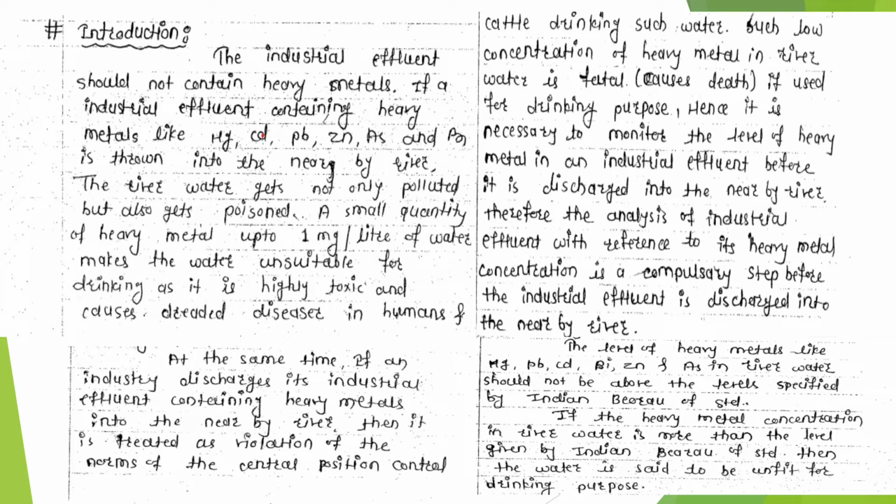Next, what is the introduction of this industrial effluent? The industrial effluent should not contain heavy metals. If an industrial effluent contains heavy metals like mercury, cadmium, lead, zinc, arsenic, that is Pb, that is lead, or such types of heavy and poisonous metals, and it is thrown into the nearby river, the river water not only gets polluted but also gets poisoned. Even a small quantity of heavy metal, up to 1 milligram per liter of water, makes the water unsuitable for drinking, as it is highly toxic and causes deadly diseases in humans.